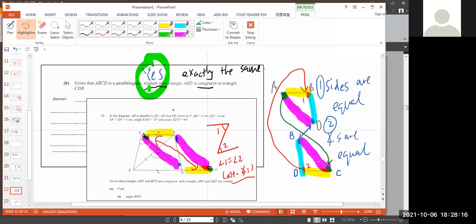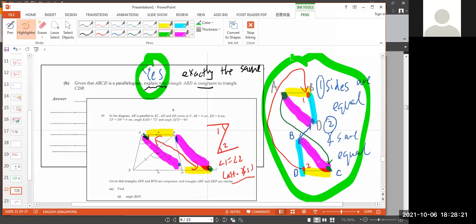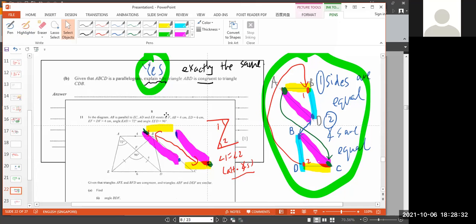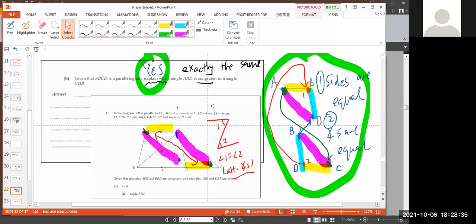How do you explain? They ask you to explain why, right? Then you just explain like this. All sides are equal, all angles are equal. So this is 1 mark, right? This question is 1 mark. So if 1 mark, you don't have to go through such a long-winded explanation. But for your benefit, I just explain it in more detail so that you understand. So for this question, how you answer it? Just yes, they are congruent because all sides are equal, all angles are equal.